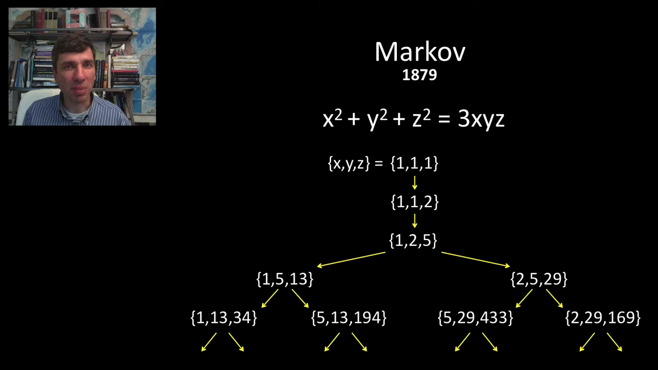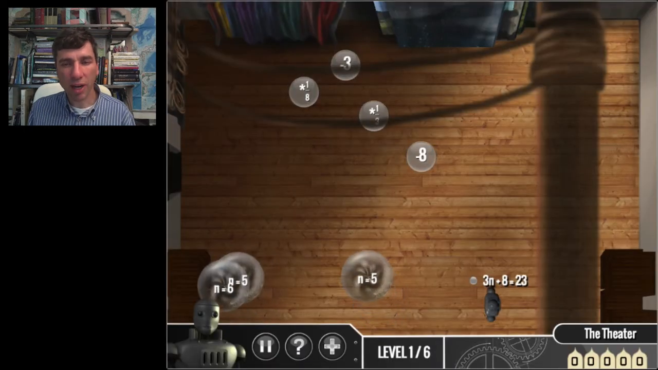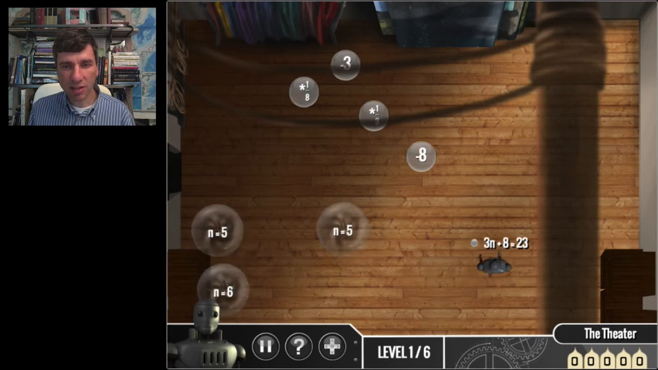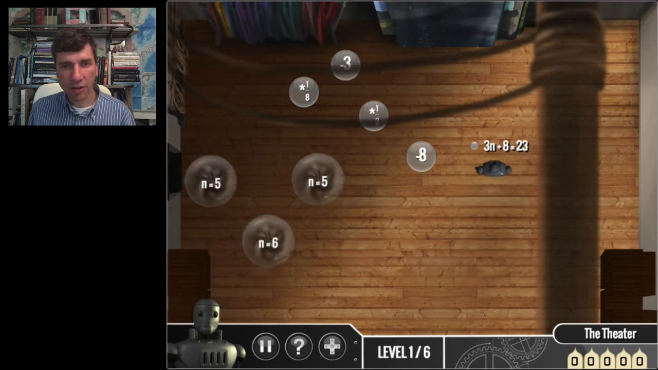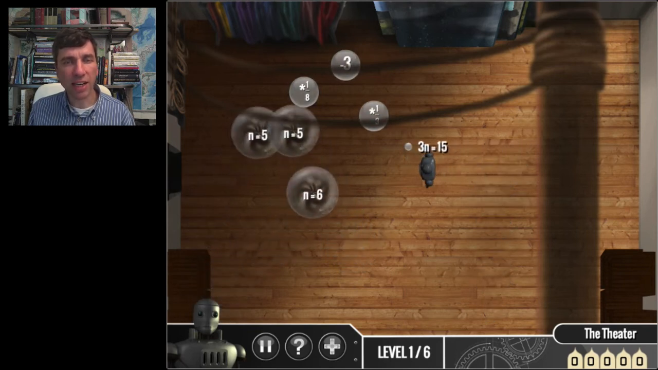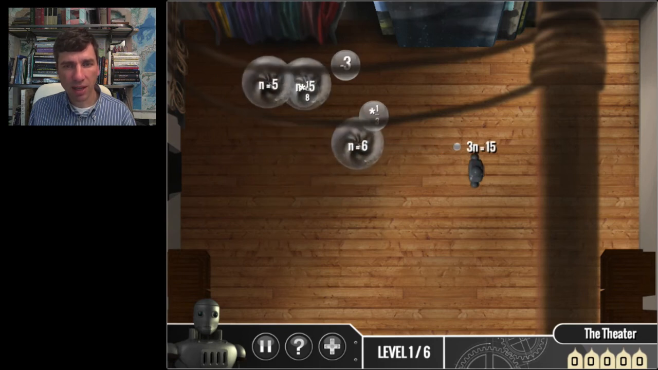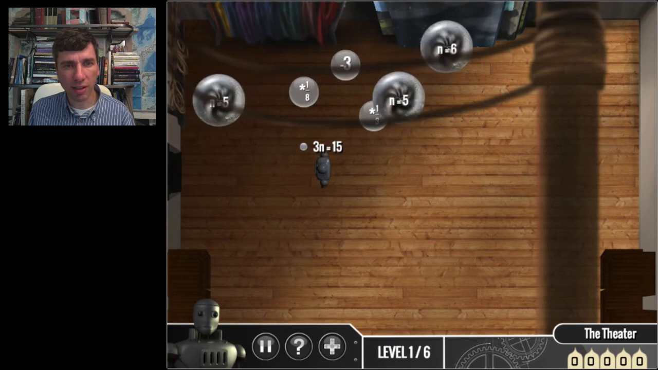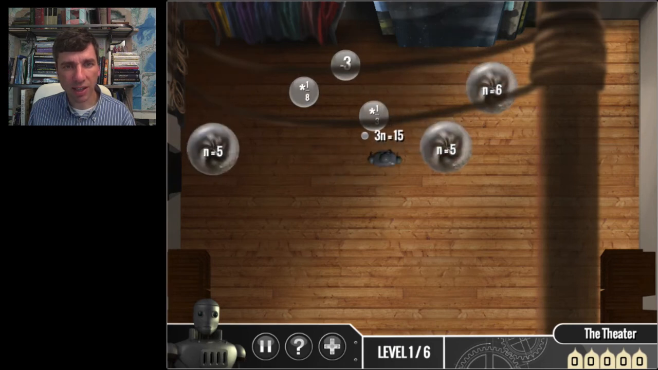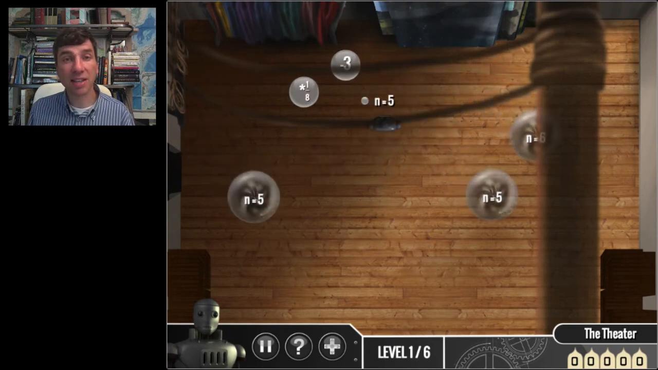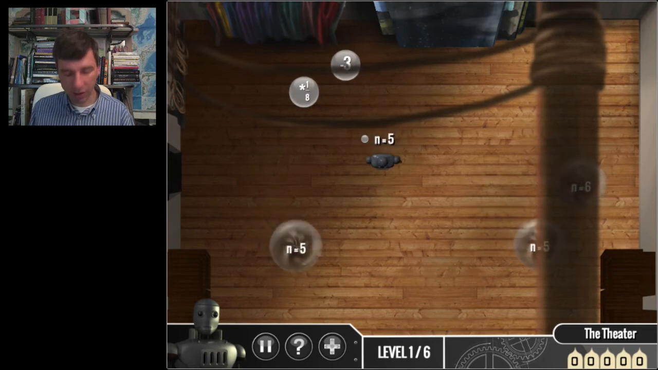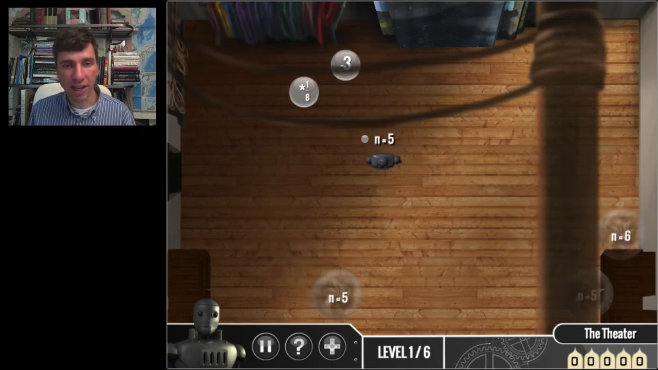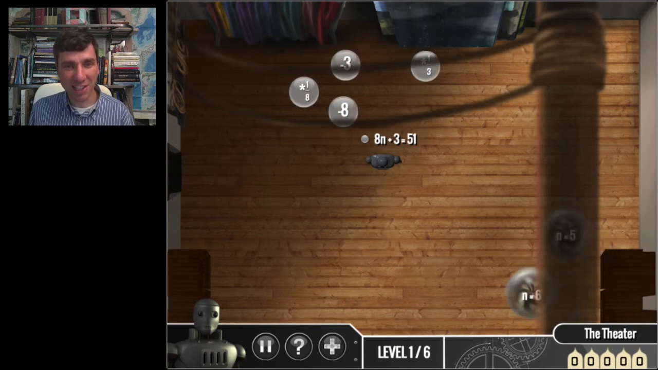Now it's time to play some PlatinuMath games. This is level 1. I have to find a solution to this equation. The first thing I'm going to do is to subtract 8 from each side. Next, I'm going to want to multiply each side by 1/3. And that's going to isolate n. So now I have n is equal to 5, which means I can fire on one of those orbs that has n is equal to 5. And I'm victorious, as expected.